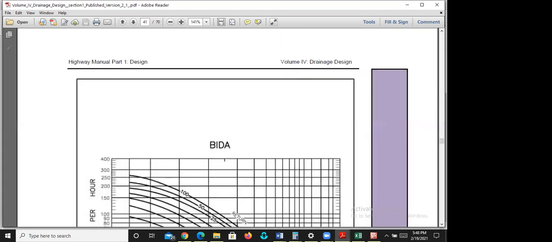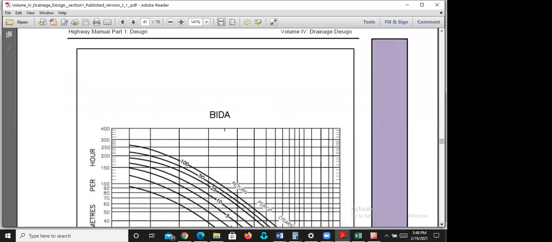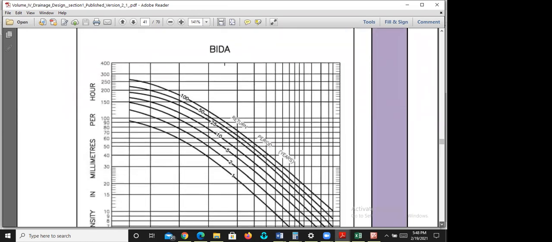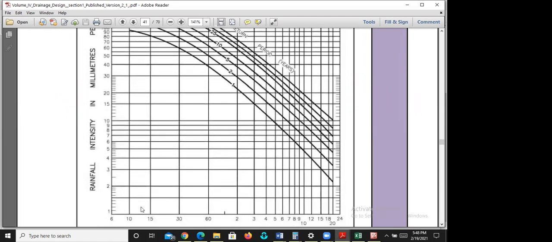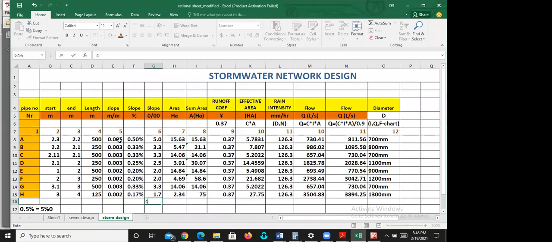For instance, here, gentlemen, this is a bidder. This is 10 minutes rain. This is 15 minutes rain. A 10 minutes rain for a 1 year return period will give me about 95. A 15 minutes rain is giving me 80. But what I did here, for the purpose of learning, was to use a uniform value of 126.